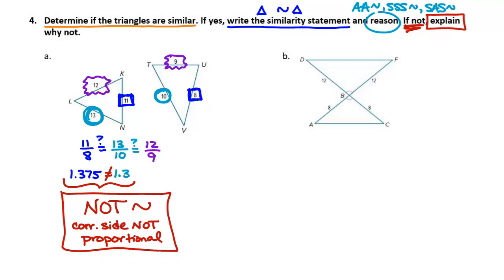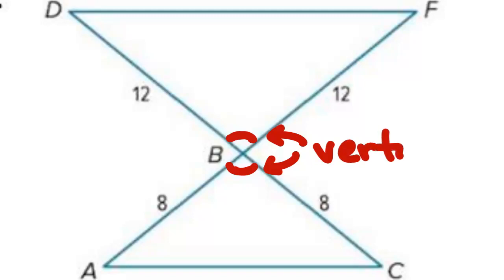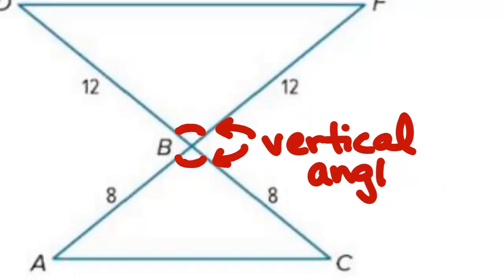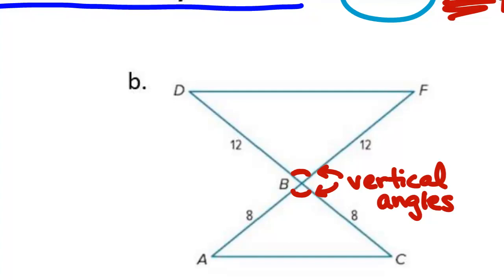Part B, even if they didn't have it marked for me, I see we've got these vertical angles here. So I'm going to try to go after a similarity that uses at least one angle. Should we try for angle, angle, or side, angle, side? Side, angle, side. I notice on the top triangle, both of these sides are 12. And on the bottom triangle, both of those sides are 8.